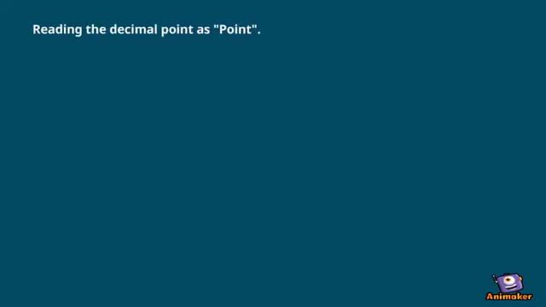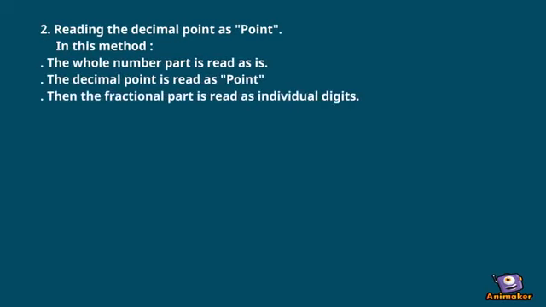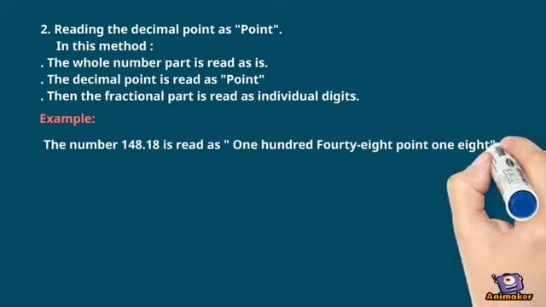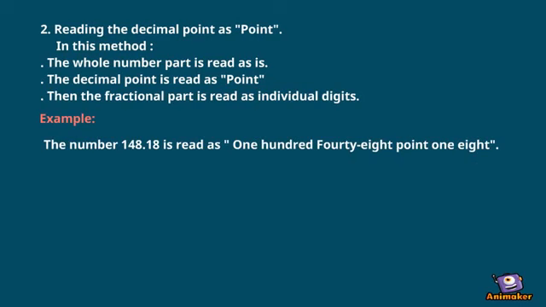2. Reading the decimal point as "point". In this method, the whole number part is read as is. The decimal point is read as "point". Then the fractional part is read as individual digits. Example: the number 148.18 is read as 148 point 1 8.